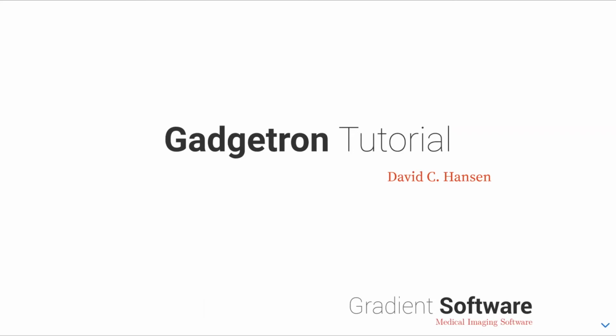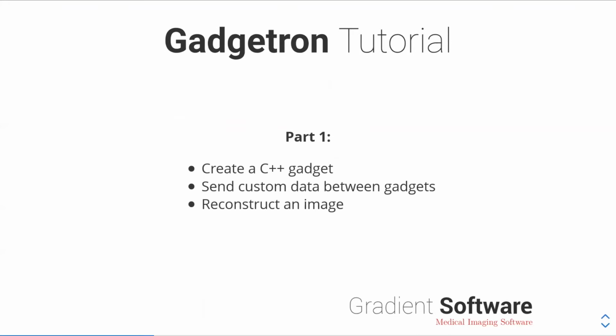Today, I will be talking about how to write a C++ gadget. For the first part, we're just gonna create a simple C++ gadget that's going to accumulate a bunch of acquisitions together in a k-space buffer. We will send a custom data type from this gadget to the next gadget, which will reconstruct an image. So it will be very basic on the MRI side, so we can focus on the C++. That will be like a live coding exercise.